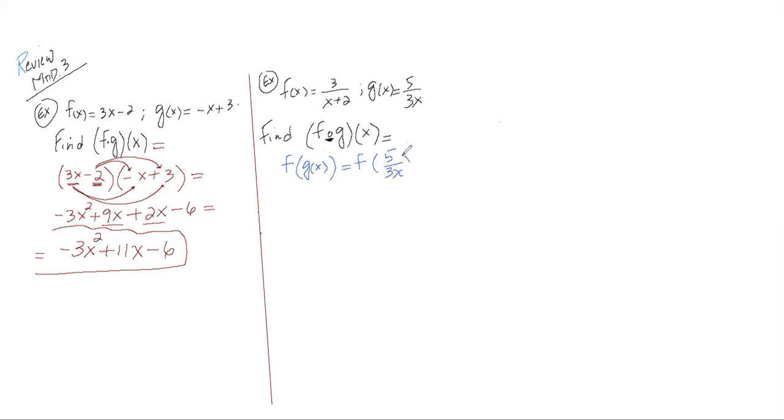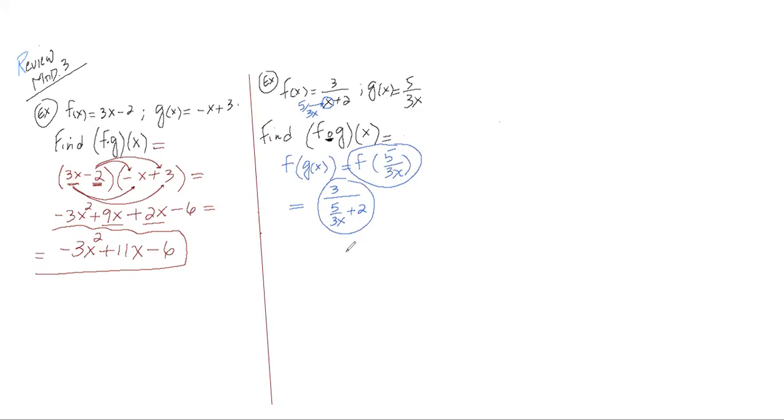Yeah. Okay, so what we did is we replaced the g of x with its value, which is 5 over 3x. And now what this means is that we replace the x's in f of x with 5 over 3x. So that would be 3 over 5 over 3x plus 2. And now we have to simplify this fraction.